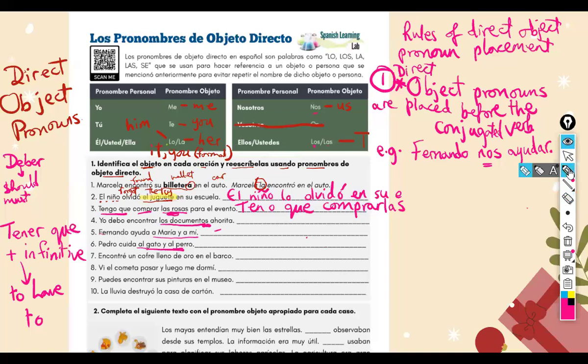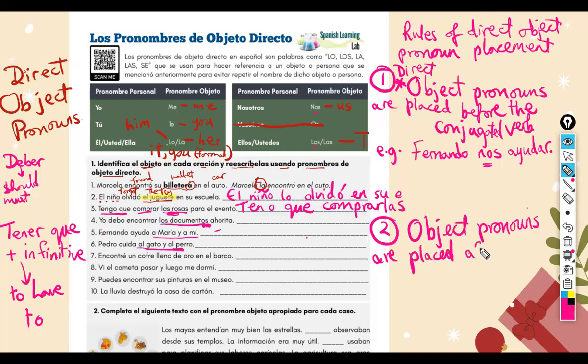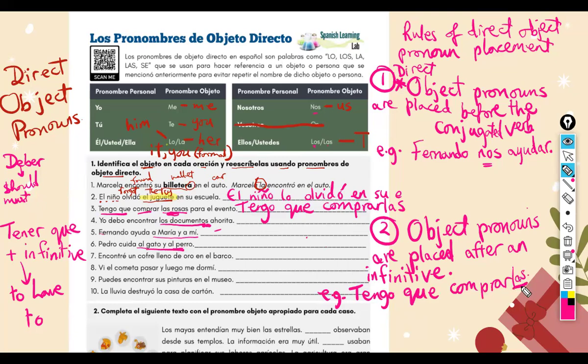All right, second rule. When there is an infinitive, object pronouns are placed after an infinitive. Right? So the example is tengo que comprarlas. Right? I have to buy them. So we've added it to the infinitive.